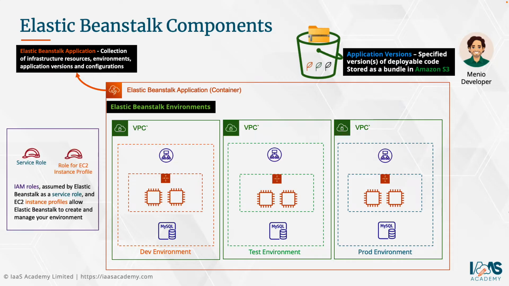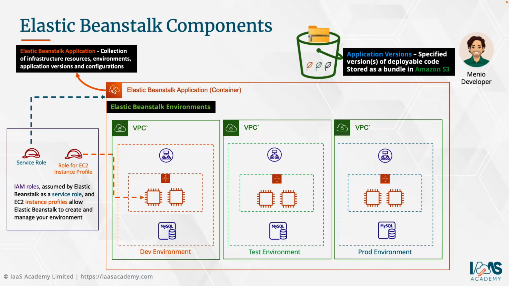In addition to that, Menyo will also need to specify any service roles and instance profile for your EC2 instances. And IAM roles are basically assumed by Elastic Beanstalk as a service role and EC2 instance profile to allow Elastic Beanstalk to create and manage your environment. So this becomes an absolute necessity when you think about permissions and the ability for your instances to interact with other components of the AWS service.